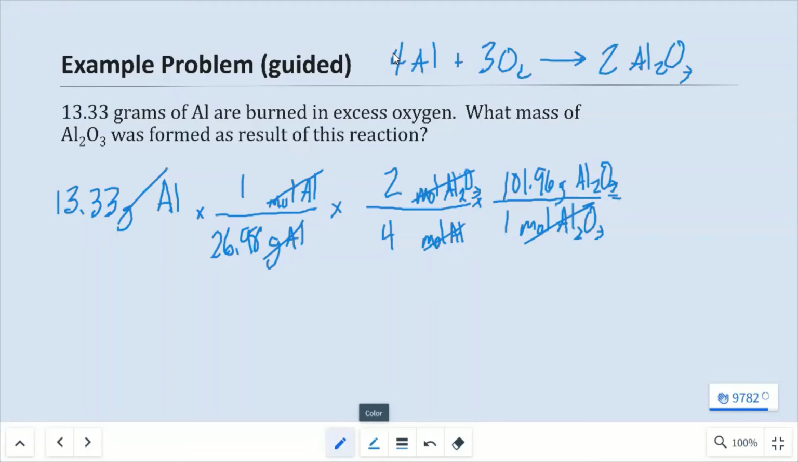We're left with this last part, 13.33 times 2 times 101.96 divided by 26.98 divided by 4. To 4 significant figures, 25.19 grams of aluminum oxide.